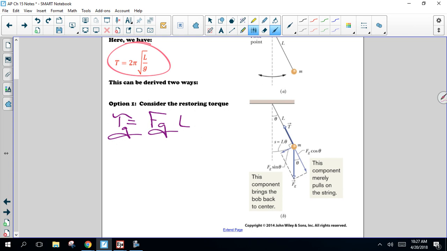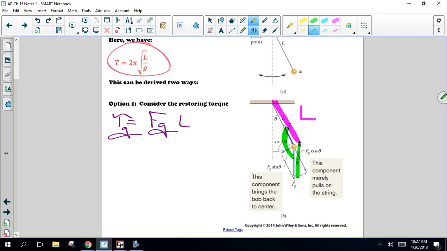So let me highlight some stuff here. So here is my lever arm, right? That's my lever arm. Here is my force. So the angle that I actually want is this big guy here. Follow? Okay. Everybody following or no? Yeah.